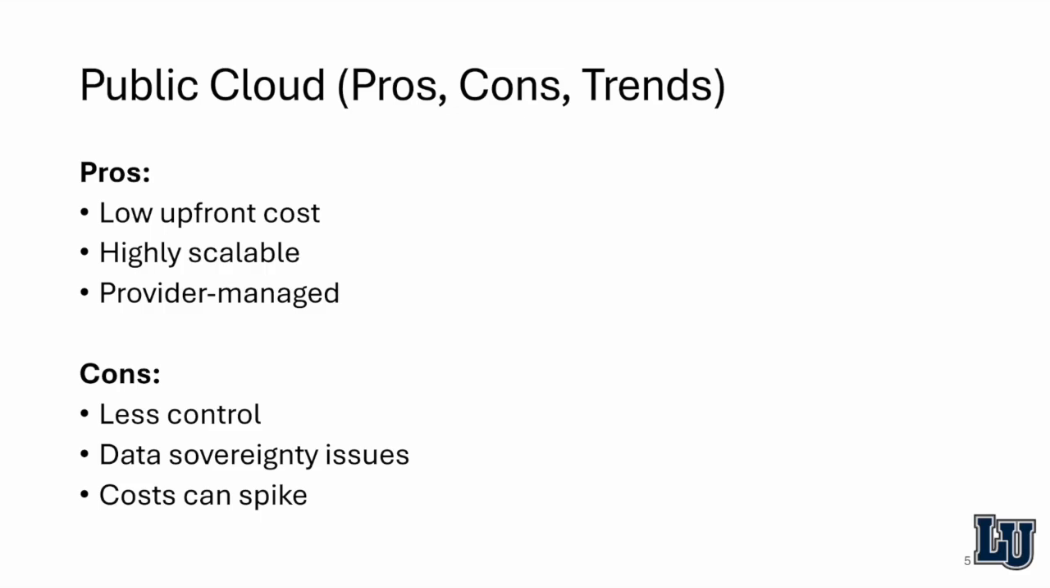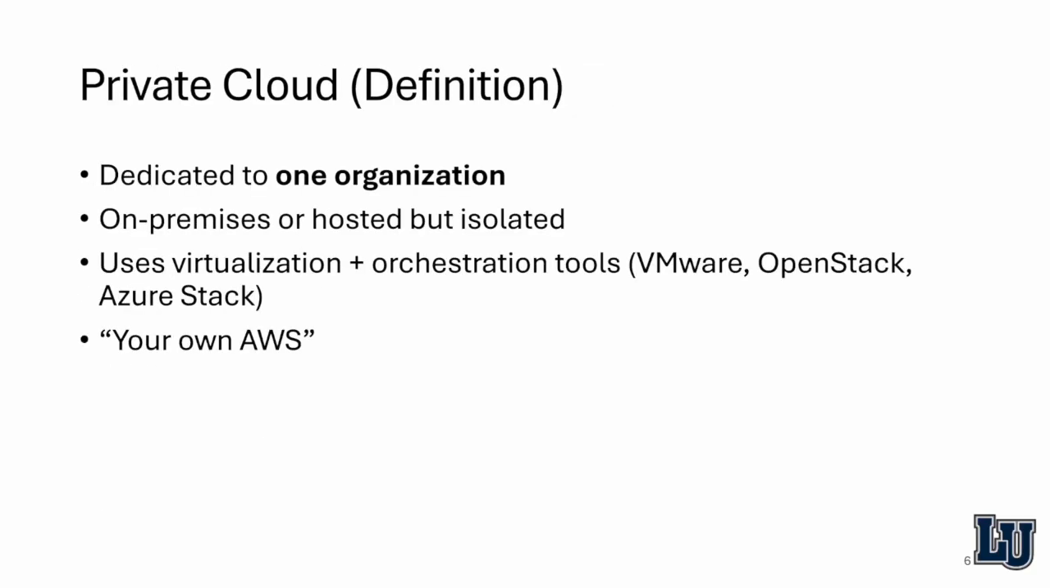So here is the if then. If you need to scale rapidly or have agility and global reach, then public cloud is the obvious choice. But if your workload is predictable, compliance heavy, or extremely resource intensive, like AI, then you might want to look at other models.